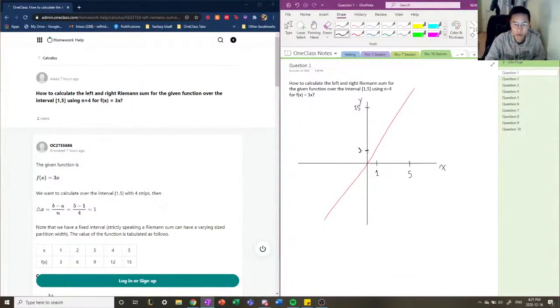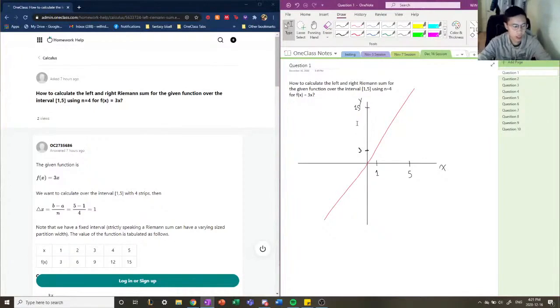So the left and right Riemann sum is a method of calculating the area under the curve. It basically approximates the area by adding together rectangles underneath or above the curve, and I'll explain how. The other information they gave us is that we'll be calculating the Riemann sum over the interval 1 and 5 using n equal to 4. So we're going to be calculating the areas of 4 different rectangles and then adding them all together.